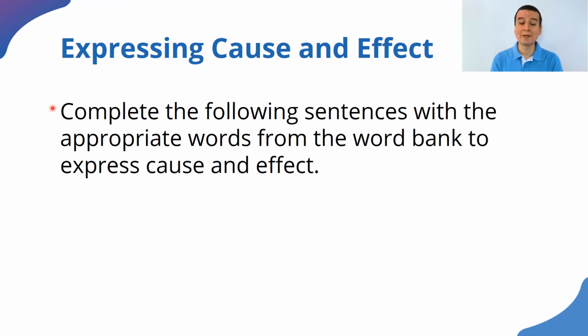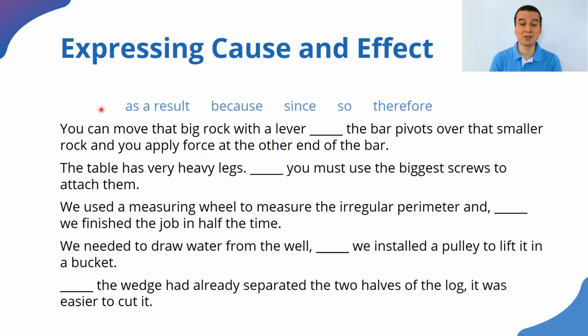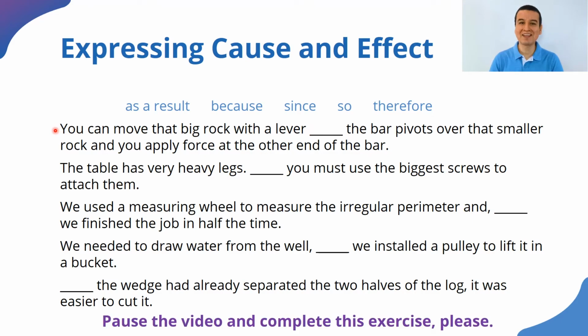I'm going to ask you to please complete the following sentences with the appropriate words from the word bank to express cause and effect. And I have these words, or these expressions: as a result, because, since, so, and therefore. So I have here these sentences or statements about simple machines, and you are going to think about which one of those expressions works better to complete each of those sentences. All right? I'm going to ask you to pause my video, complete the activity, and I will see you in a moment with the answers.